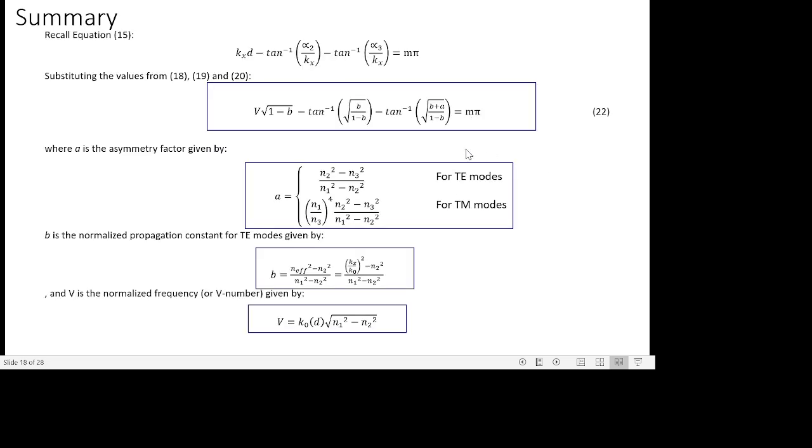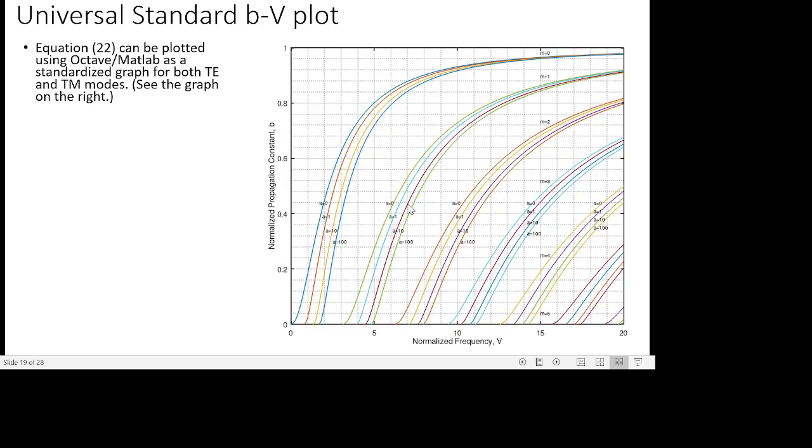So the next thing that we are going to do is to plot equation 22. It's very easy, right? We move the terms to the right and then divide by the square root of 1 minus b. So we are going to plot equation 22. So this is what we are going to get.